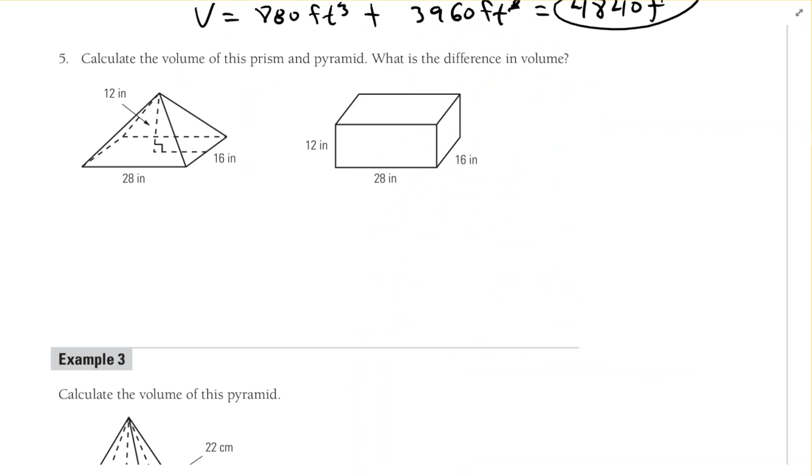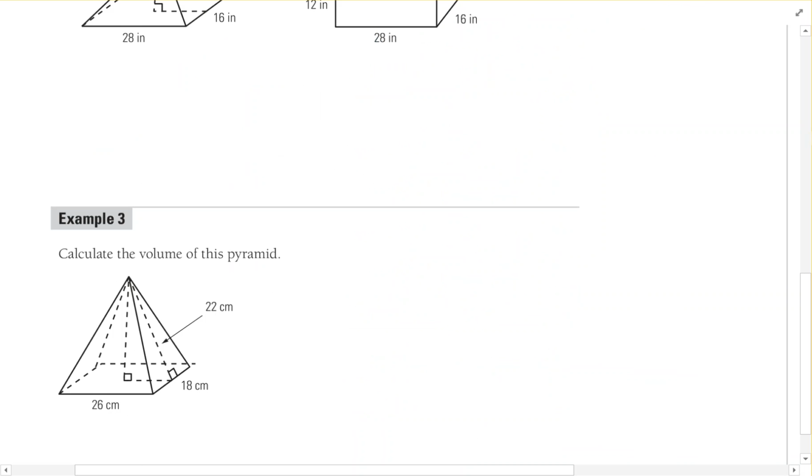Okay, so I'm going to let you guys do number 5. So just calculate the volume of the prism, so this one, and the pyramid. What's the difference in the volume? So I'll let you guys go ahead and answer number 5 now.